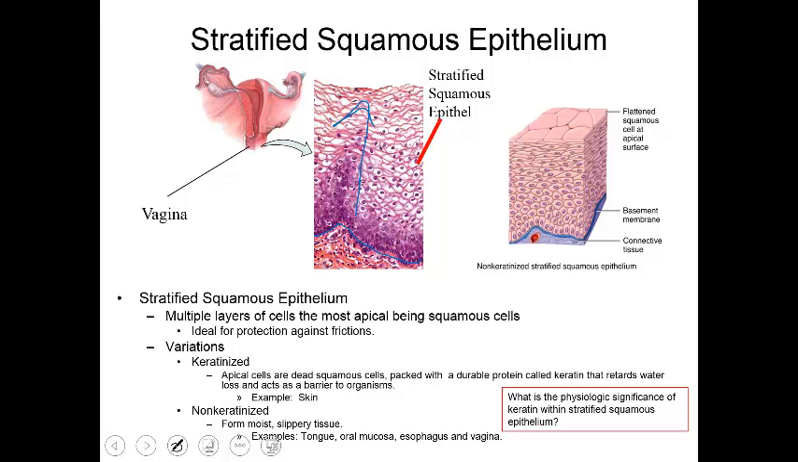Now, keratinized is when, in your skin, you accumulate keratin. Non-keratinized is what you see in this particular micrograph. You see that each cell on the top here looks like it has a nucleus as well. If it was dead, it wouldn't have a nucleus. So keratinized epithelium is made up of dead cells that have accumulated keratin. Non-keratinized is just multiple layers of live cells.